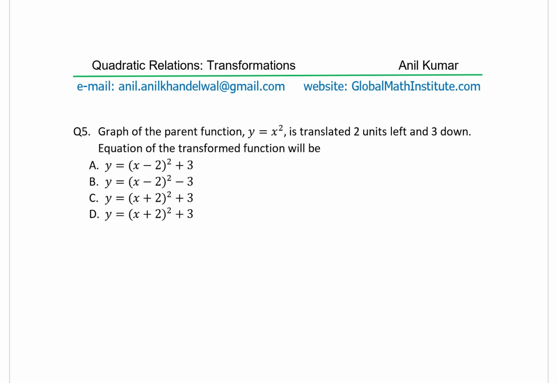Question number 5. The graph of the parent function y equals x squared is translated 2 units left, right? So we have moved 2 units left and 3 units down, right? So 2 units left and 3 units down. So -2, the vertex, 3 units down, that becomes your vertex. Is that clear to you?